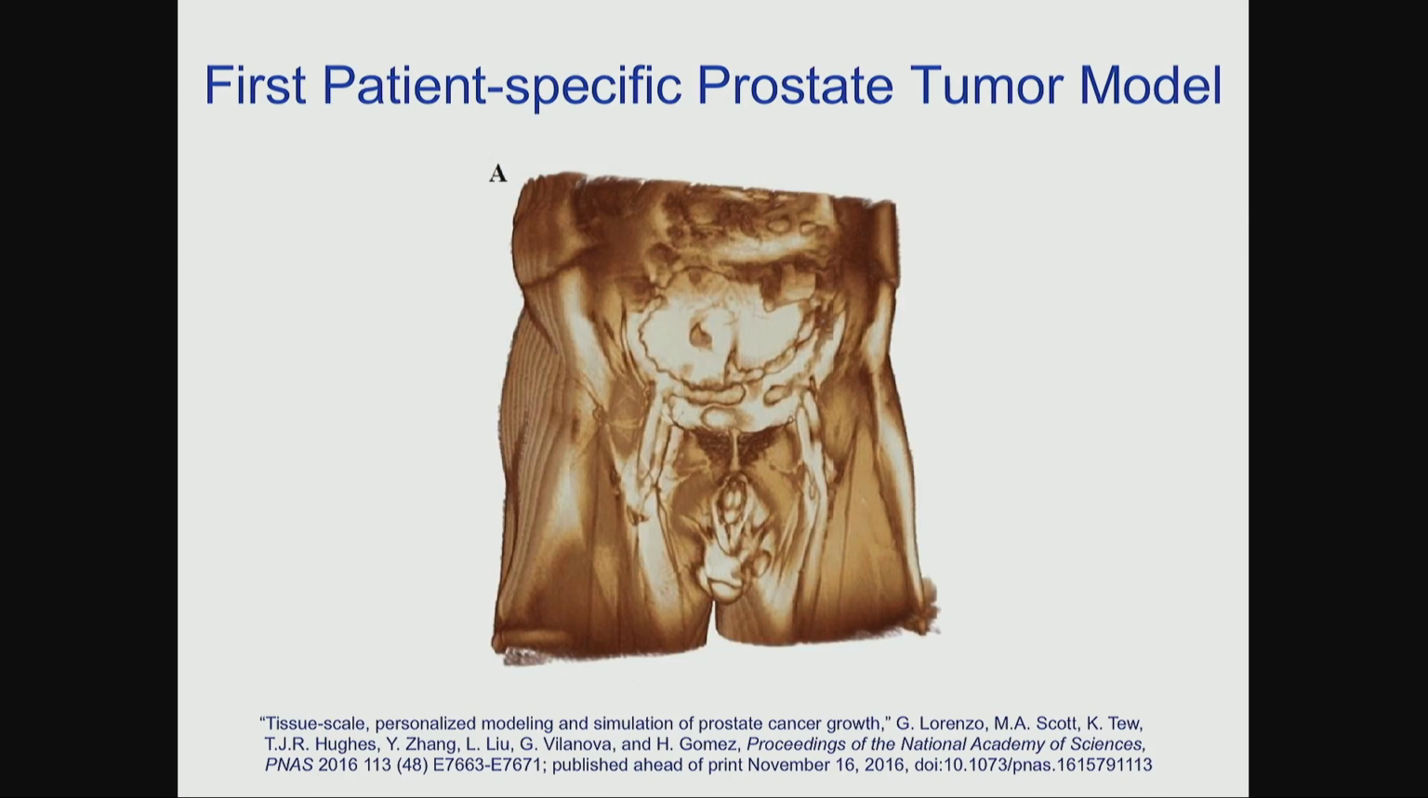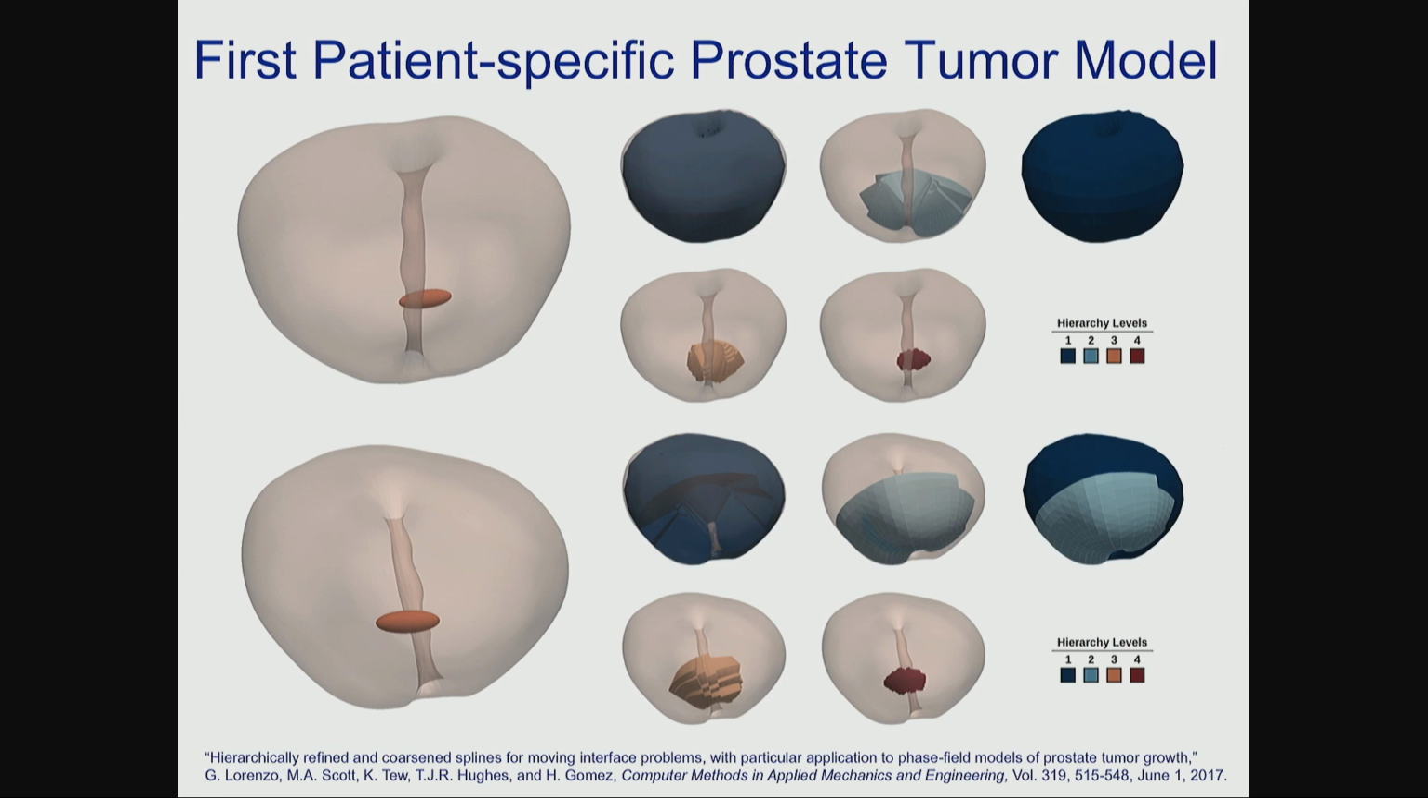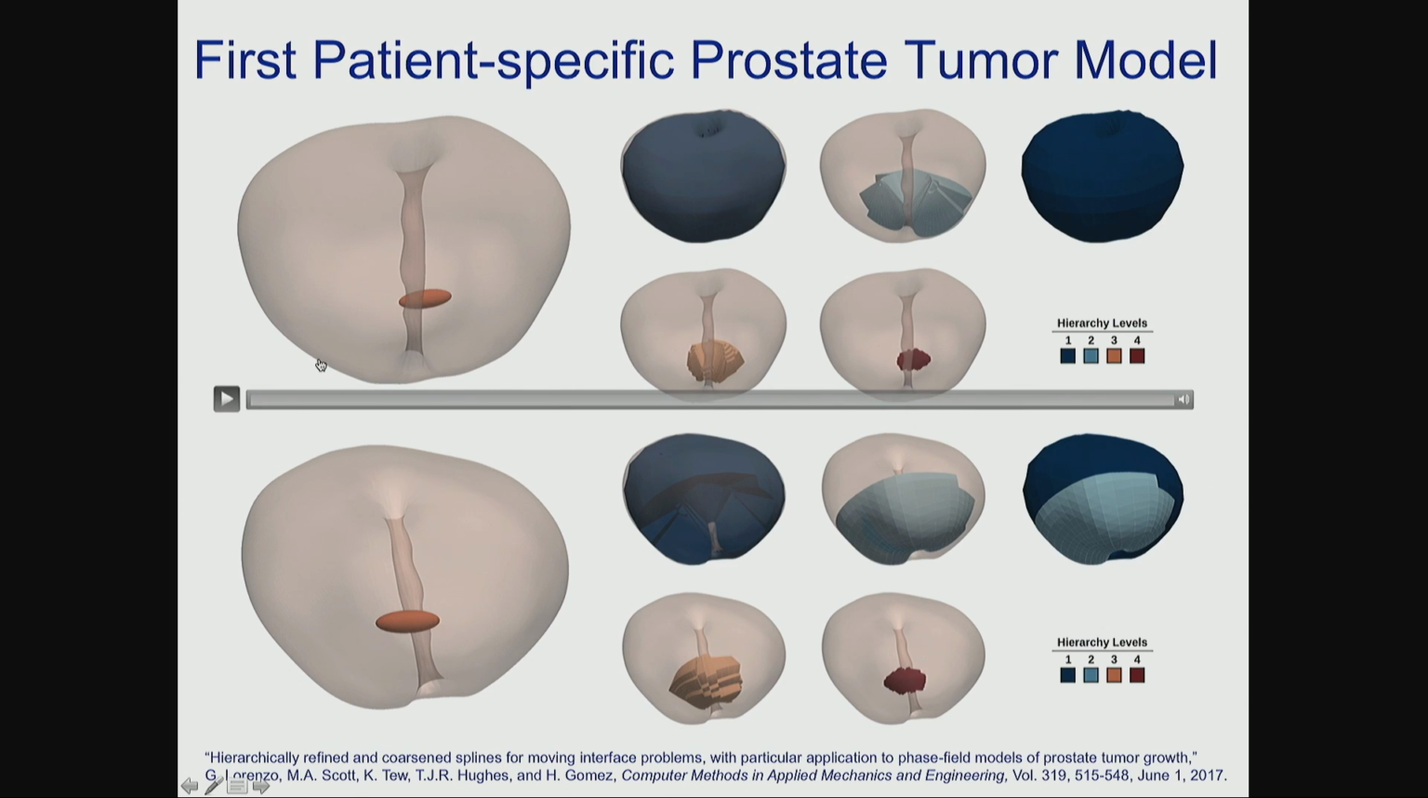Let me give you an example of the first patient-specific prostate tumor model. We published this in Proceedings of the National Academy of Sciences in late 2016. We're continually developing these ideas right now. But here, the key analytical technology is, this is all, again, NURBS-based. This is a prostate. This is a seeded tumor. It's going to evolve. And the key thing is the interface between the tumor and the healthy tissue.